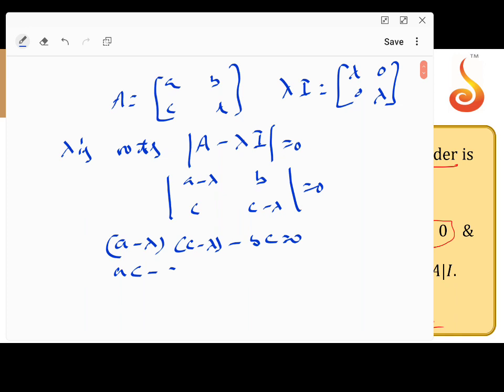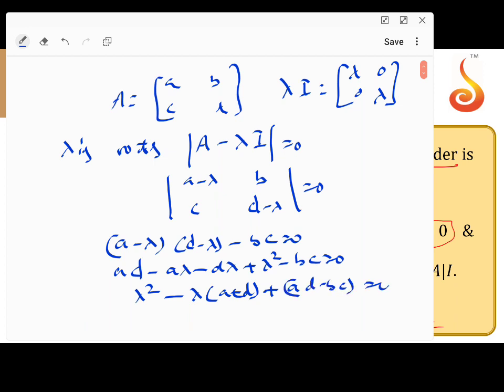So ad − aλ − dλ + λ² − bc = 0. So first write λ² − λ(a + d) + (ad − bc) = 0. So λ is the root of the equation, which means λ is one of the values of A. That means you can write A² − A(a + d). When you write the matrix equation, the constant term is multiplied by I, equal to O. So this is originally 0, which is nothing but the null matrix.